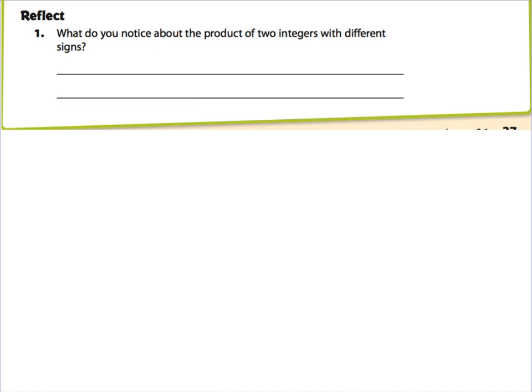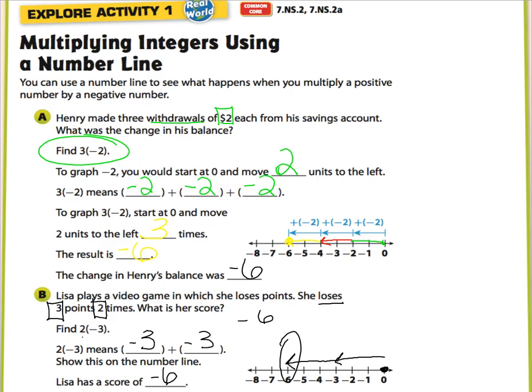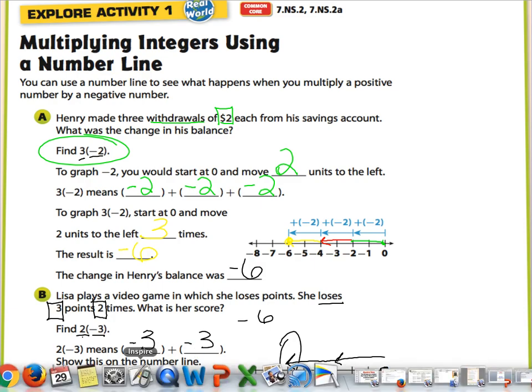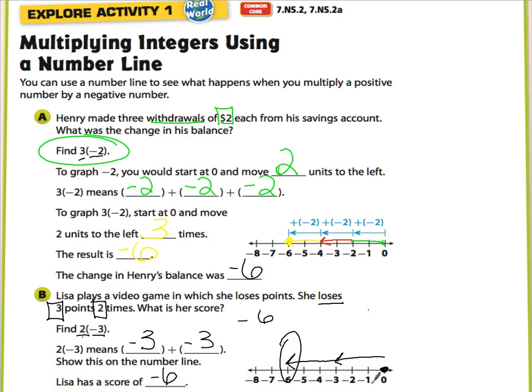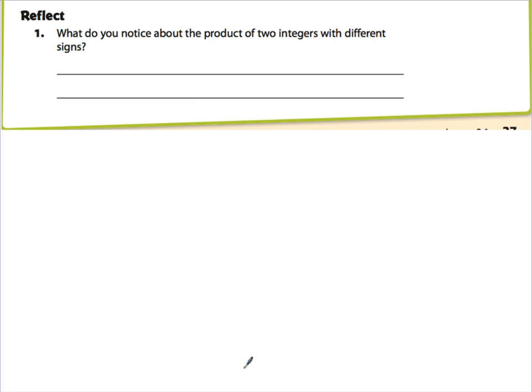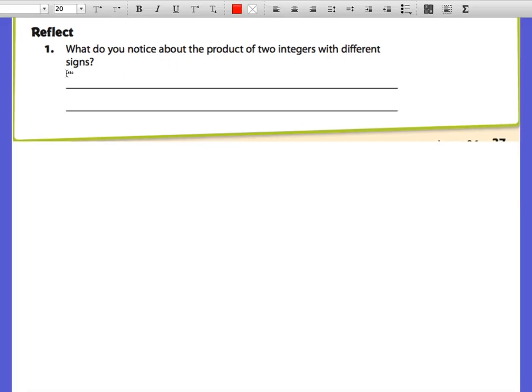So what do you notice about the product of 2 integers with different signs? So if you go back and look here, we have a positive and then we have a negative. And we have a positive and we have a negative. Now here's the thing. When I have my repeated addition, my signs are the same, so it stays as my negative number. Whenever my signs are different, you should notice that no matter what, the answer was negative. Okay, so I can type on here, when the signs are different, the answer was negative.